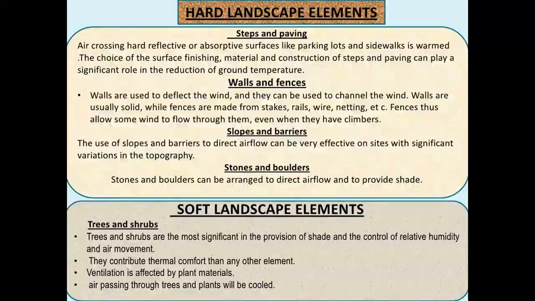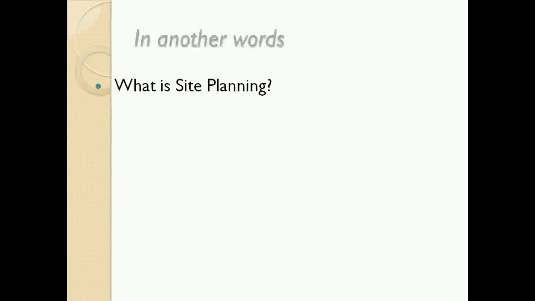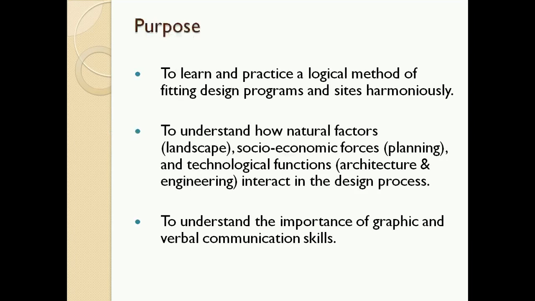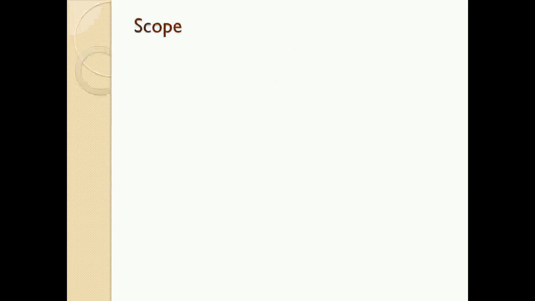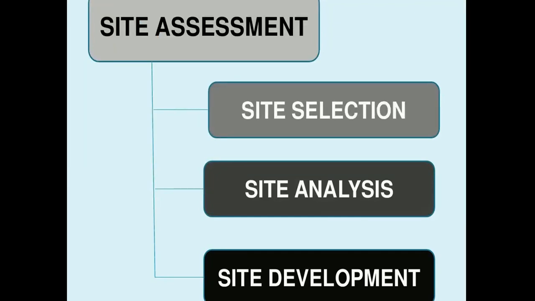Now I will take a quick recap of all the things. Site planning we have seen, which in other words is the organization of land to fit programs. Then we saw the purposes, landscape, and planning. Then the importance of graphic and verbal communication skills, programming the site harmoniously, and ecological and socio-economic forces; these come under the socio-economic forces in architecture and engineering that interact with the design process, while natural factors come in the landscape. Then we saw the purposes: natural factors, socio-economic, and technological functions, then scope in natural and artificial, the site survey, human factors, natural factors, all these things. Then we saw three segments: site selection, site analysis and site development. These are the three main aspects of construction.